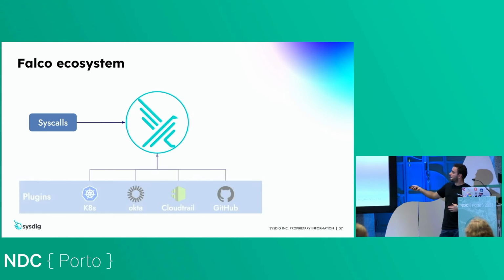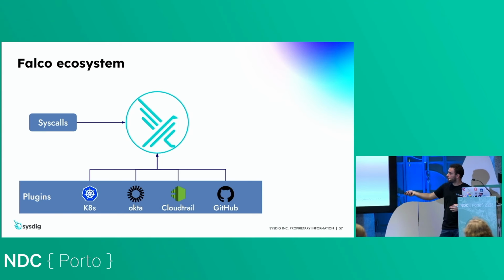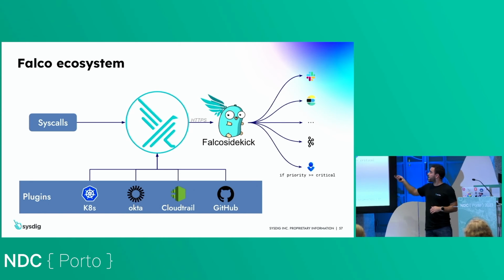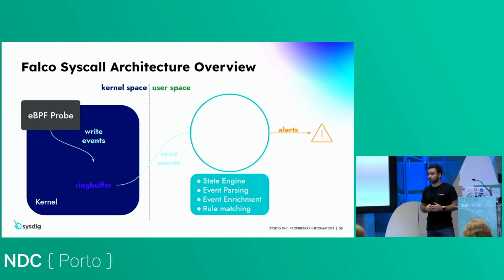So Falco can ingest system calls, but can also ingest data from those other sources. And then it can send this data out to different outputs. One of them is Falco Sidekick, a younger brother. And Falco Sidekick can actually output to many other systems. There are a lot of integrations like Slack or Elasticsearch or PagerDuty if priority greater or equal to critical.